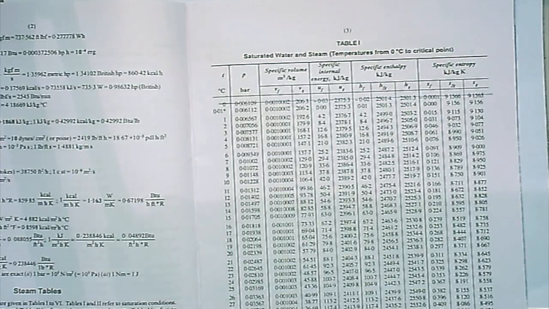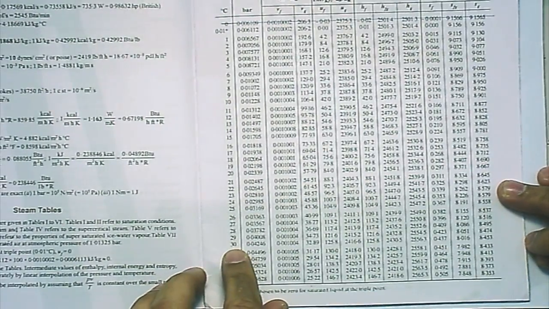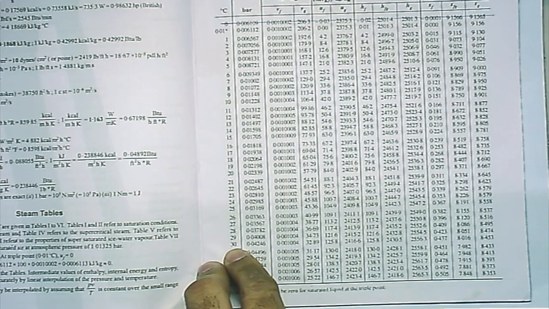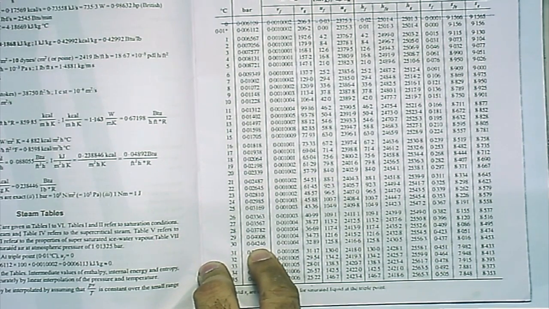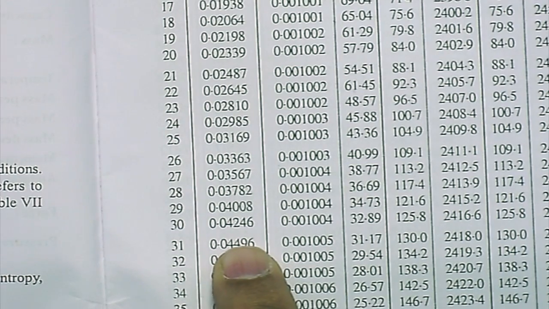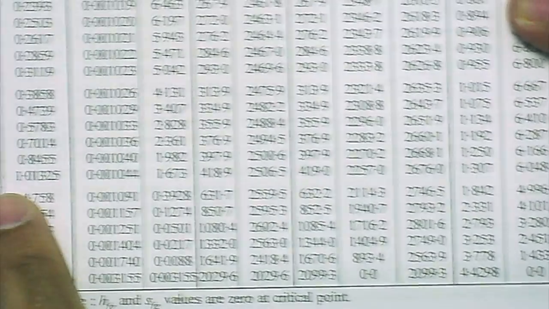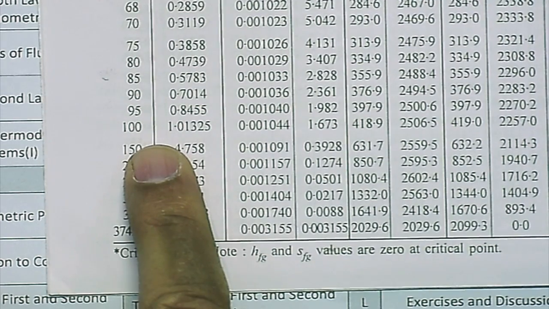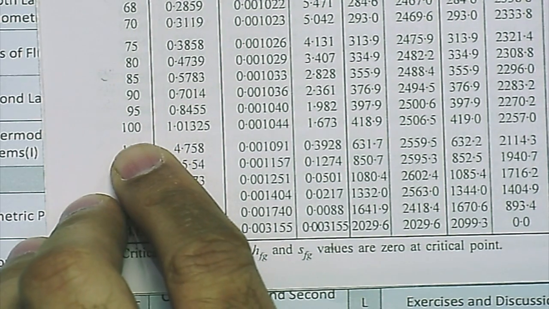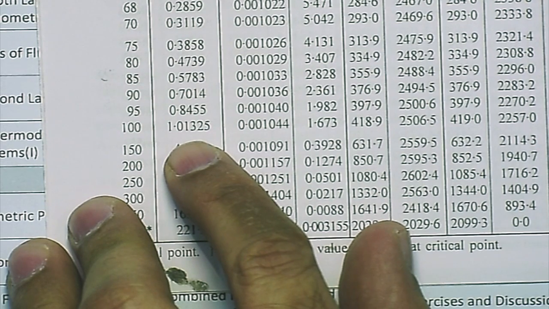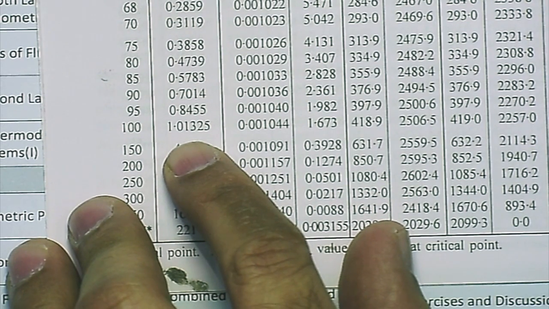For example, if I take 30 degree C, it means that at 30 degree C, if I have to have water and its vapor together in equilibrium, the pressure should be 0.04246 bar. You go to higher temperatures, for example, let us check out 100 degree C. This is on the next page, page 4. At 100 degree C, if I want water and its vapor to be in equilibrium, the pressure must be 1.01325 bar, which we know is one standard atmospheric pressure.